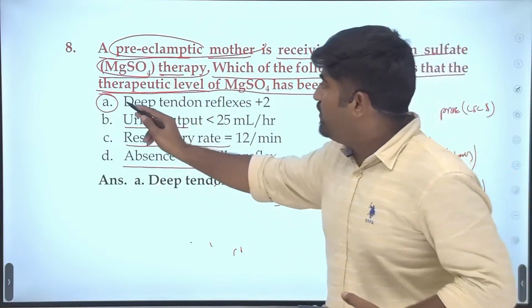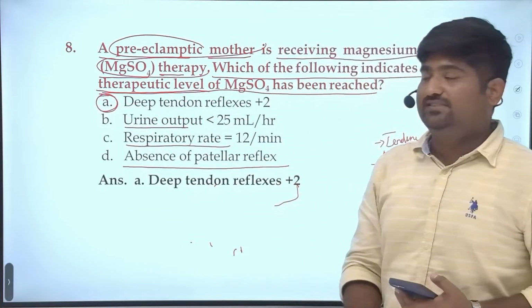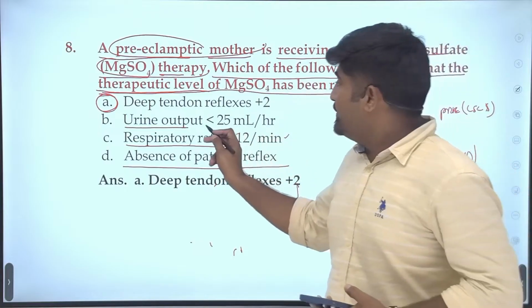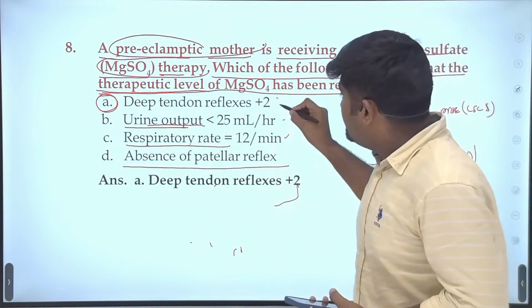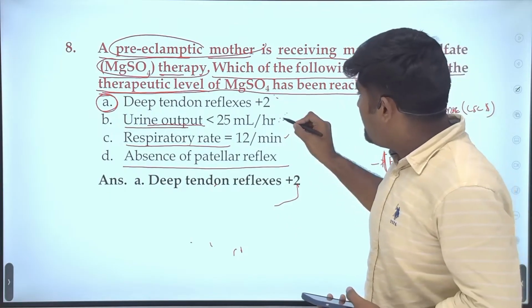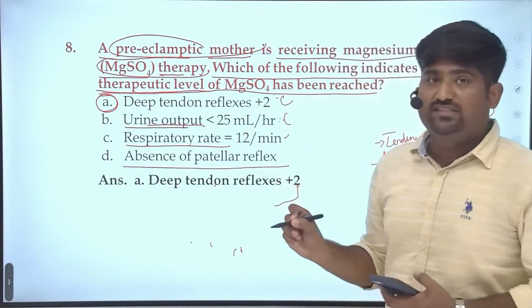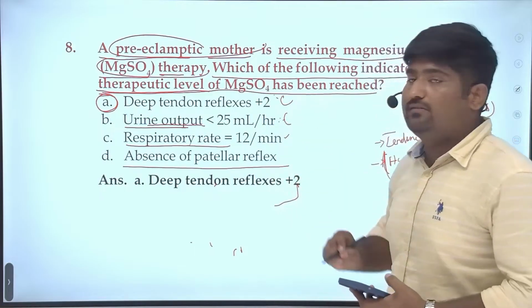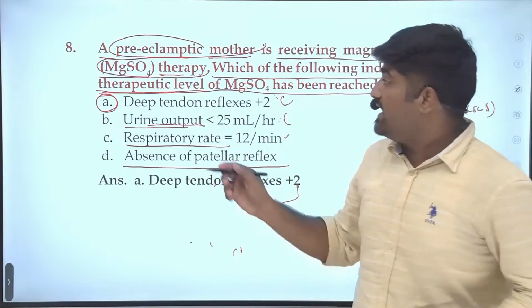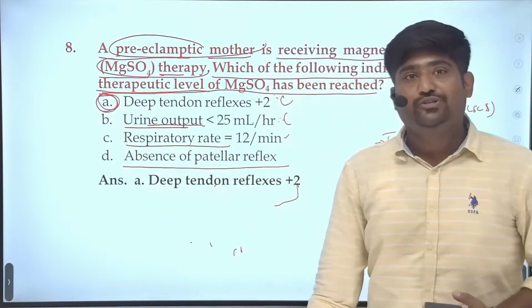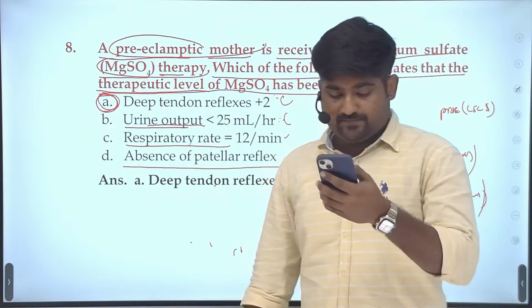Let's think about the earliest sign, that is deep tendon reflex. Respiratory rate is also there. Urine output less than 25 ml per hour. But which is very important? This is also a toxicity sign, this is also a toxicity sign. Which will you choose? Priority. The earliest sign is deep tendon reflex, that you should choose.